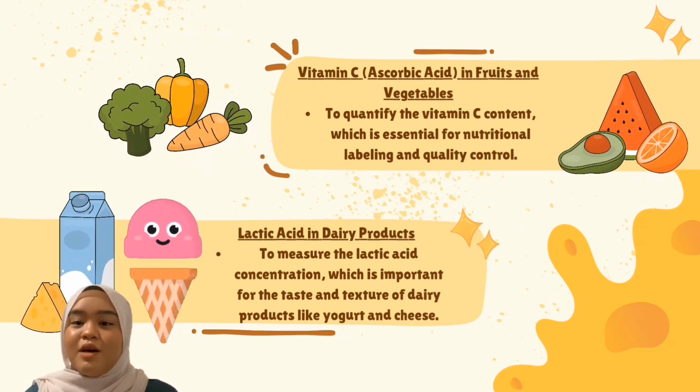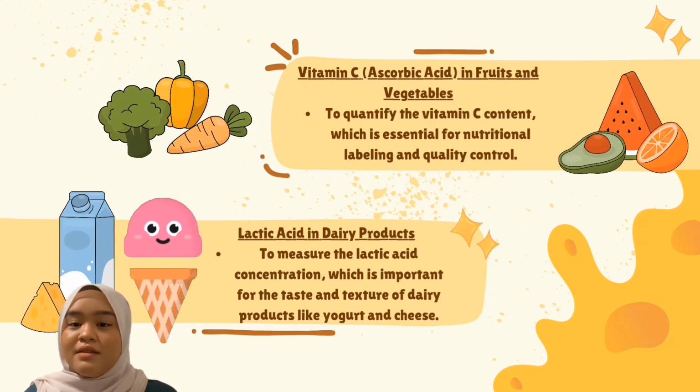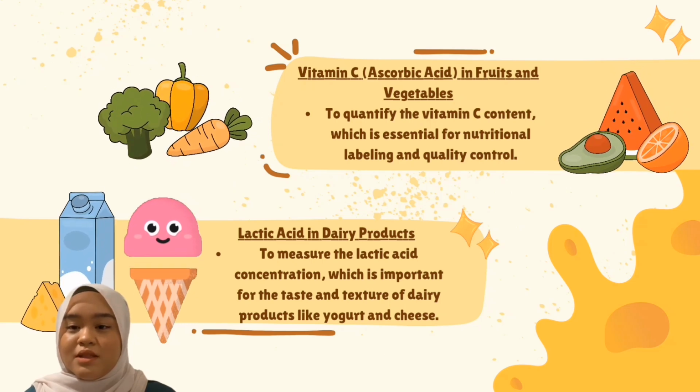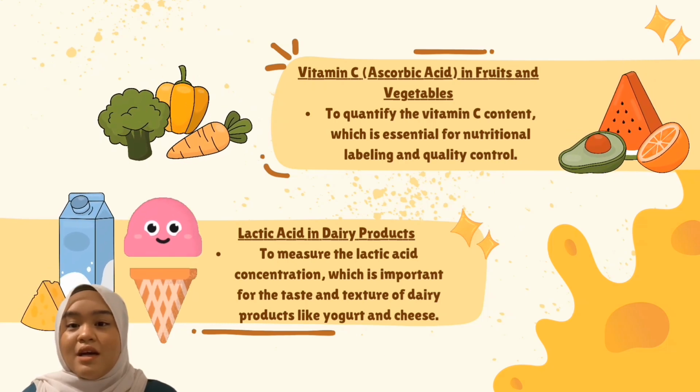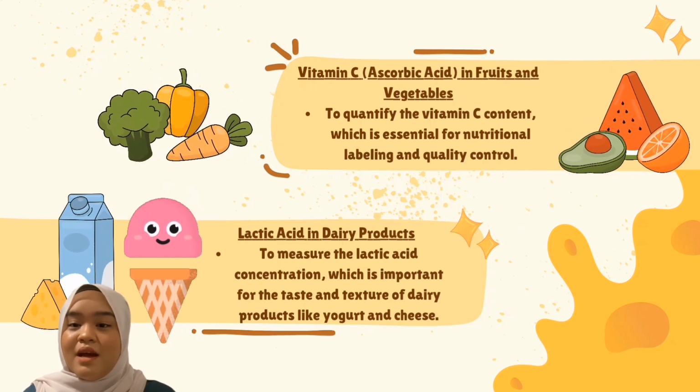Lastly, the amount of lactic acid in dairy products. It is to understand their taste and texture better. This is crucial for products like yogurt and cheese. The preparation is, first, we mix the dairy product with water. Then, we slowly add a solution called sodium hydroxide until the mixture changes color. This color change tells us we have finished the task. By measuring how much sodium hydroxide we've added, we can figure out how much lactic acid is in the dairy product.